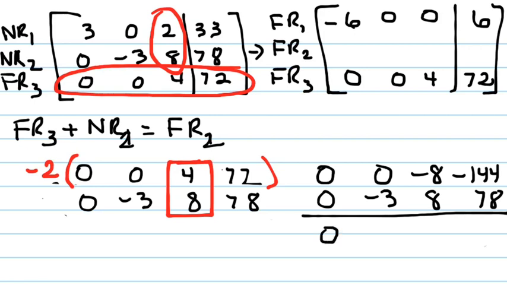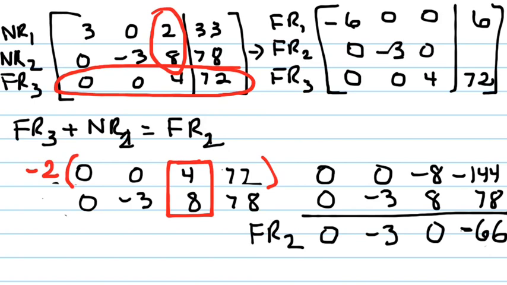0 and 0 still make 0. 0 minus 3 is negative 3. 8 minus 8 is 0. Negative 144 plus 78 is some number that I'm going to use a calculator for because I can't add, subtract, multiply, or divide. I could, but I don't want to. It's negative 66. And this thing is my final row 2, which I just need to stick up here in my final matrix.